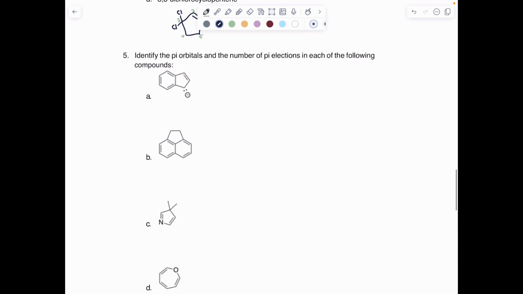Okay, so question 5 asks us to identify the pi orbitals and the number of pi electrons in each of the following compounds. So the long way to figure out a pi orbital would be to look at each individual atom in this molecule and draw out its molecular orbital diagram or its atomic orbital diagram. Think about how many bonds it has, how many unpaired electrons you need, go through the whole promotion and hybridization, and figure out if there is a p orbital remaining. And I can work through one example of that just so you can see what I'm talking about. But then from there, I'll show you just the shortcut for figuring out where the pi orbitals are.